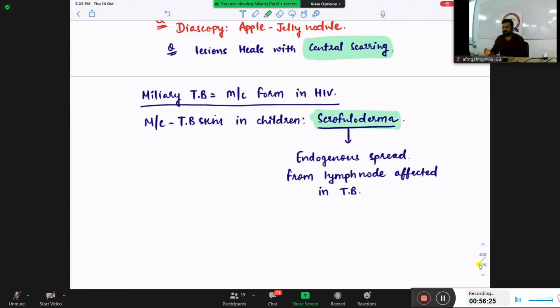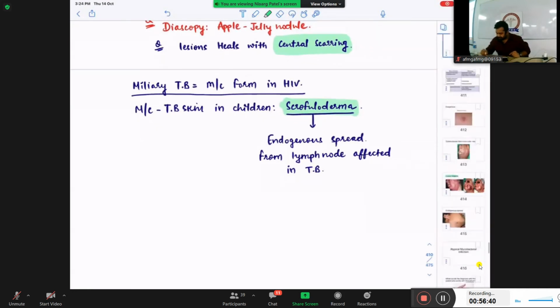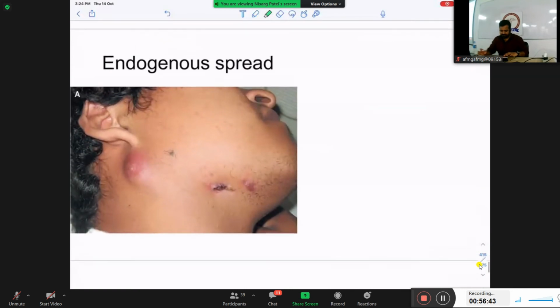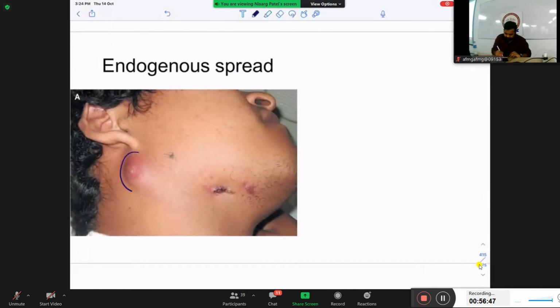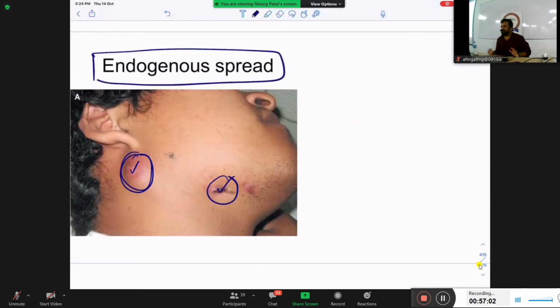So if the child is having a pulmonary tuberculosis and he is having a cervical lymphadenopathy, what will happen after the swelling of the lymph node? When this lymph node will open up, it will ooze the bacteria out and it will infect the skin. See this, there is a swelling of this lymph node. So this person is having a TB lung, but along with the TB lung, he is having a lymph node which is opening up outside and it will cause endogenous spread. So what is the name of the endogenous spread of the TB? Scrofuloderma. And this scrofuloderma is the most common in children.